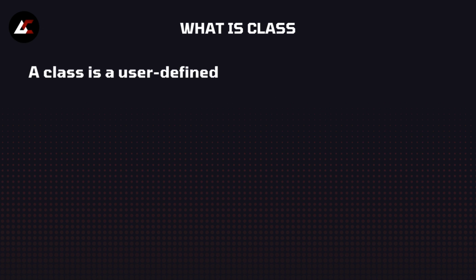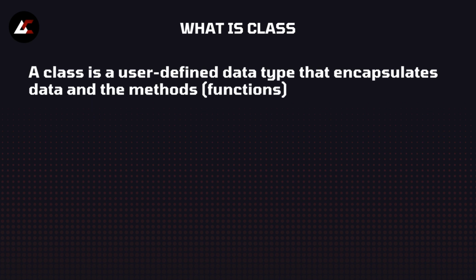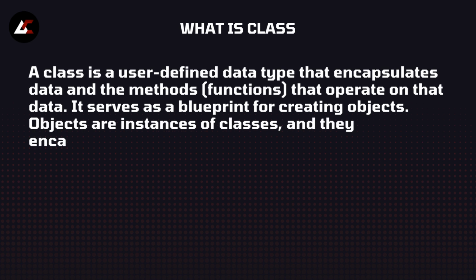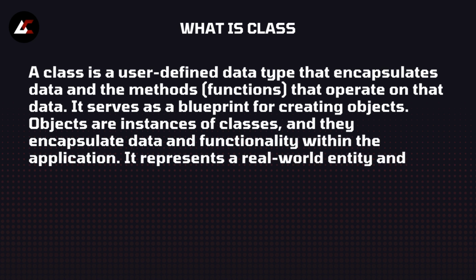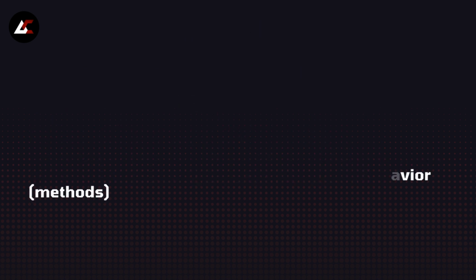So, what is a class? A class is a user-defined data type that encapsulates data and methods that operate on that data. It serves as the blueprint for creating objects. Objects are instances of classes and they encapsulate data and functionality within the application. It represents a real world entity and has its own unique state, like property values, and behavior, like methods.